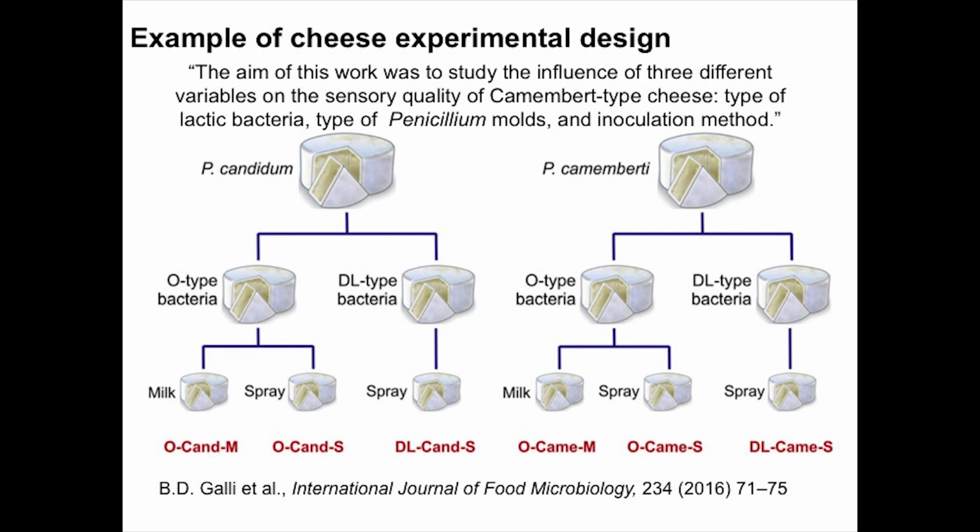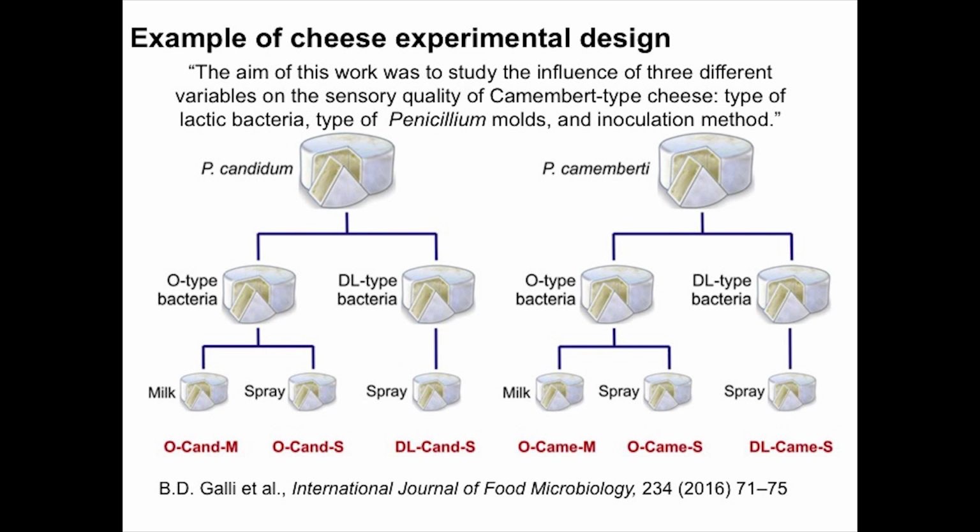Beautiful diagram here. So they have a really clear question in this paper. They were looking at how manipulating both the lactic acid bacteria, the type of penicillium that they use, as well as the way that they inoculated the penicillium, affected the sensory quality of camembert-style cheese. So it's a pretty clear, defined goal, and we have pretty clear treatments here. So we have Penicillium candidum and camemberti, and then they were using 2 types of lactic acid bacterial sets from Chris Hansen's. One was the O type, and the other is the DL type. And then they have 2 ways of inoculating the mold. They're either adding it directly to the milk, or they're spraying it on after the cheese has been made.